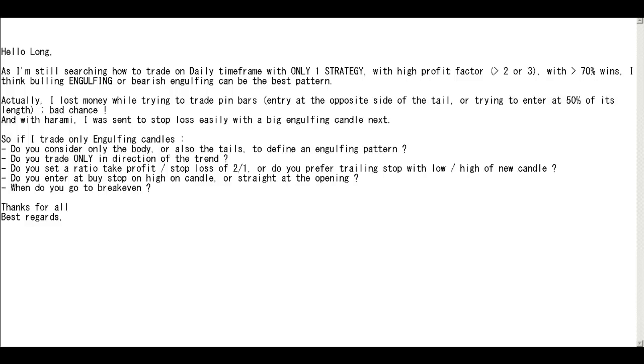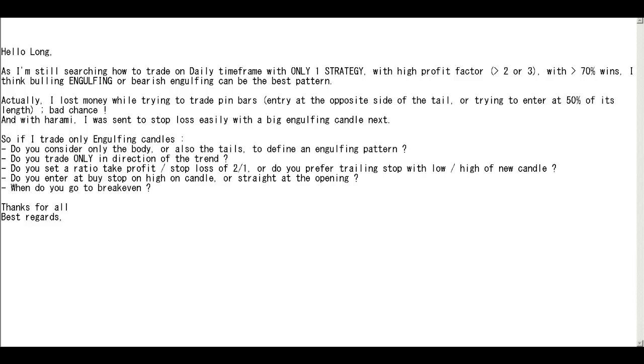Actually, I lost money while trying to trade pin bars, entering at the opposite side of the tail, and while trying to enter at 50% of its length, which was bad luck. And with the pin bar, I was sent to stop loss easily by a big engulfing candle next.